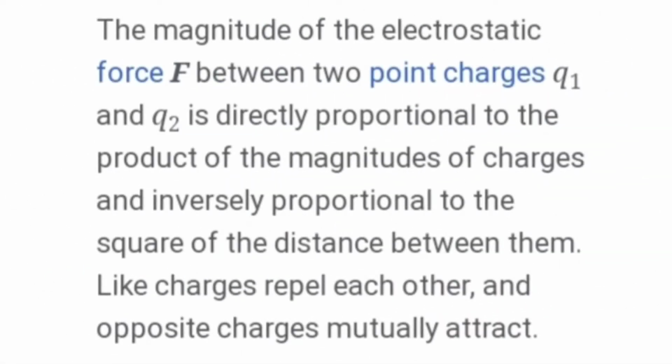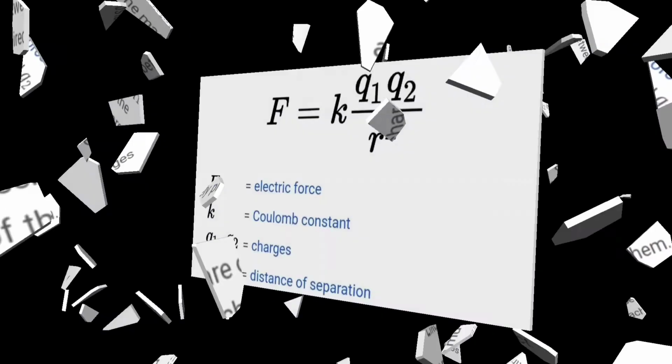This law states that the magnitude of the electrostatic force F between two point charges Q sub 1 and Q sub 2 is directly proportional to the product of the magnitudes of charges and inversely proportional to the square of the distance between them. Like charges repel each other and opposite charges attract.